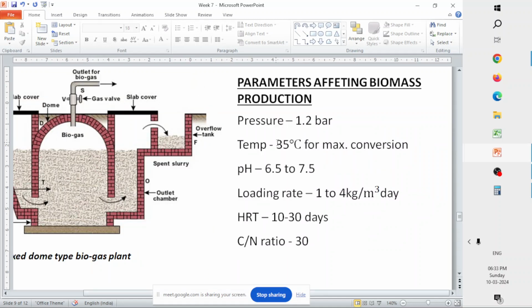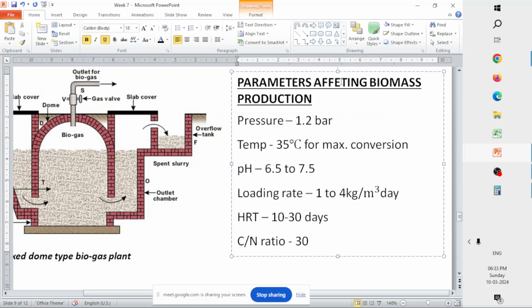So what are the parameters that affect biogas production, or what should be the ideal condition for biogas production? At what particular condition should I keep my biomass so that I can get the most out of it? These are the optimized parameters. The pressure inside your digester tank should be approximately 1.2 bar.